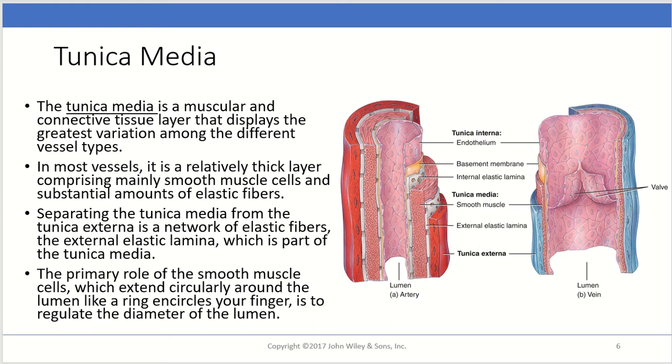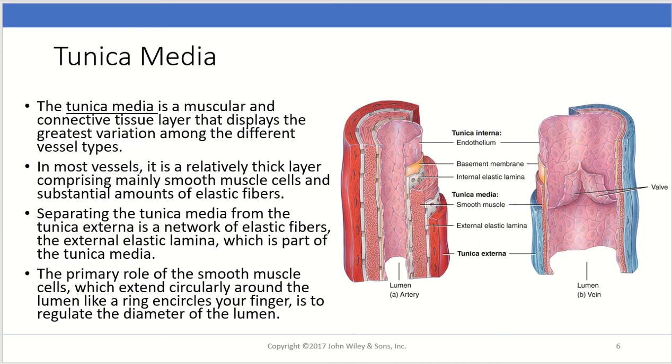The next layer we have is the tunica media. This is a muscular and connective tissue layer that's going to display the greatest variations among the different types of vessels. So this is the layer that's going to be the most different between all the different types of vessels that we'll discuss. In most vessels, this layer is going to be relatively thick, and it's going to be made up primarily of smooth muscle cells, as well as a substantial amount of elastic fibers. Separating the tunica media from the tunica externa is a network of elastic fibers called the external elastic lamina, and this is going to be part of the tunica media.